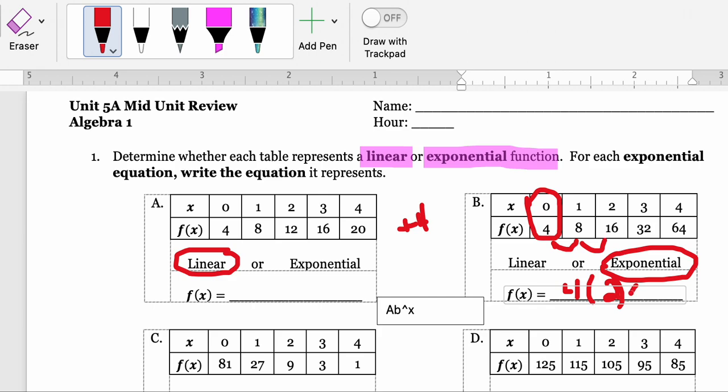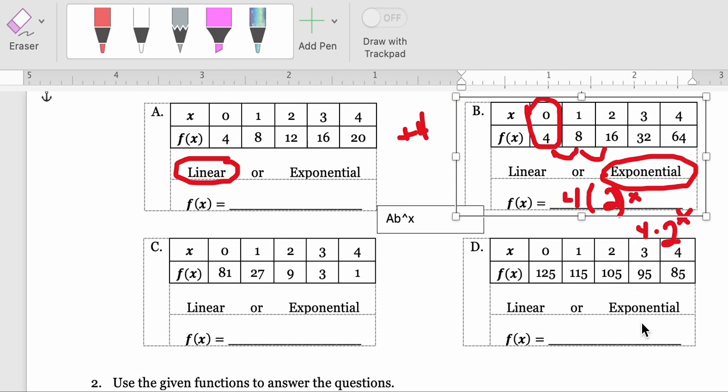And we're going to go to the x. Now, some of you might write it as 4 times 2 to the x. That is fine as well. I like both ways are fine.